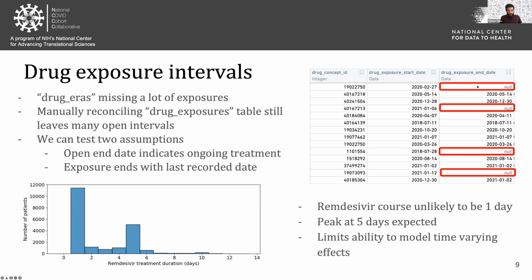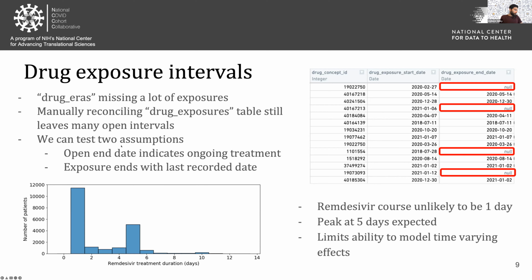So it turns out, and the point isn't to get into the weeds, but just at a high level, there are like 4 or 5 dominant patterns that you actually observe amongst the different data partners. And even when you come up with logic to reconcile all of them and to merge them into your own drug eras table, you're still left with many open intervals. And you can test a number of assumptions of how to handle an open interval.